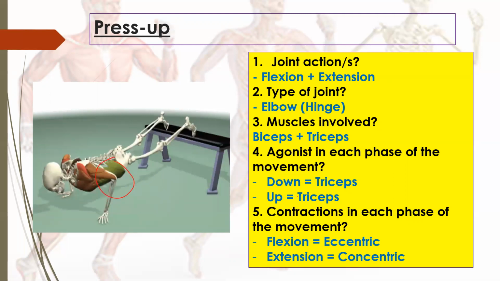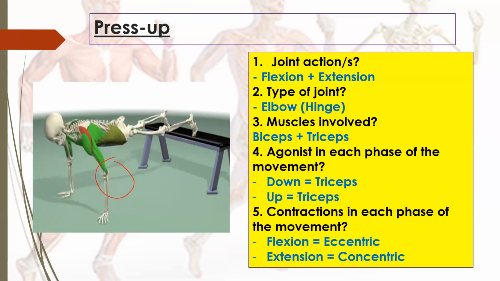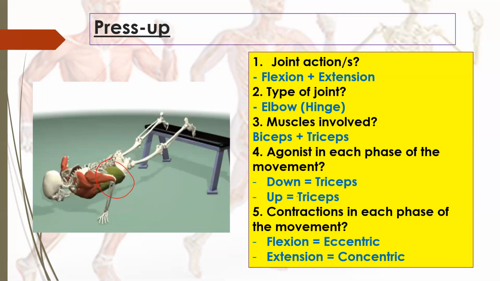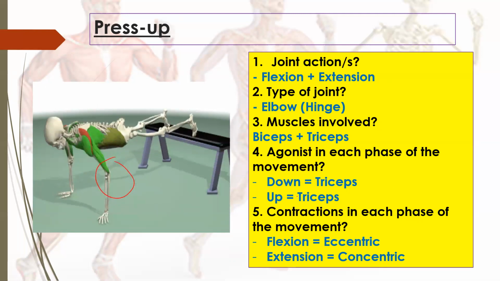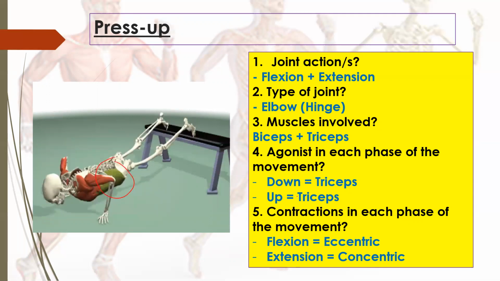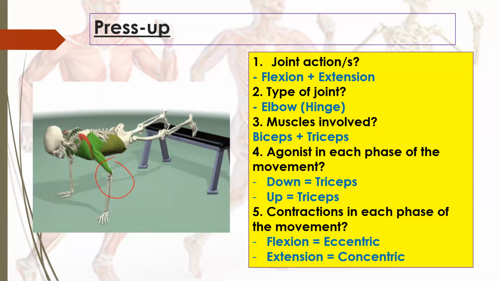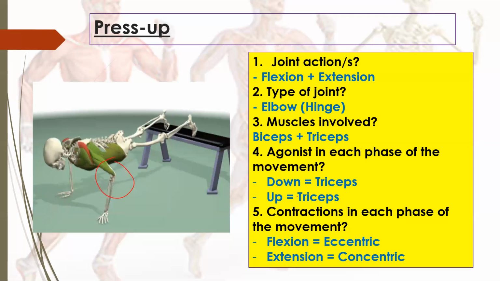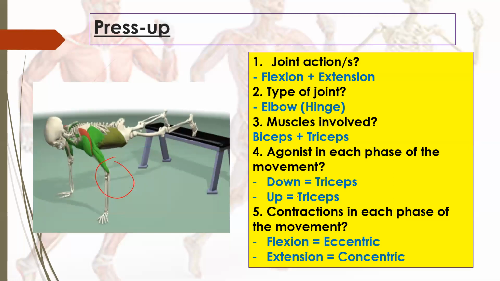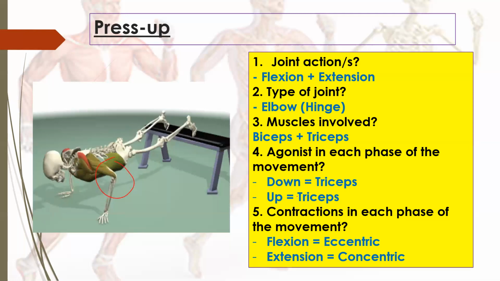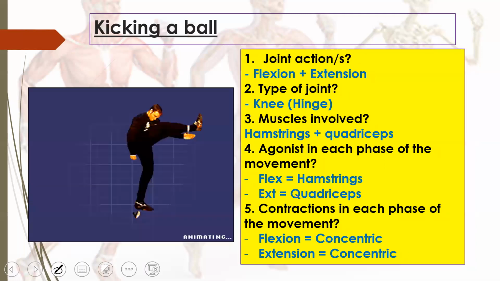Finally, contractions in each phase of the movement. So like I've just said, flexion is eccentric. So on the downward phase there, it's eccentric. And on the upward phase, it's extension. And that extension is concentric. Concentric because it's not controlled downward movement, so it has to be concentric. Make sure your answer reflects that information there and it makes sense to you. If it doesn't, just go back and go over it again so you're clear before we move forward.